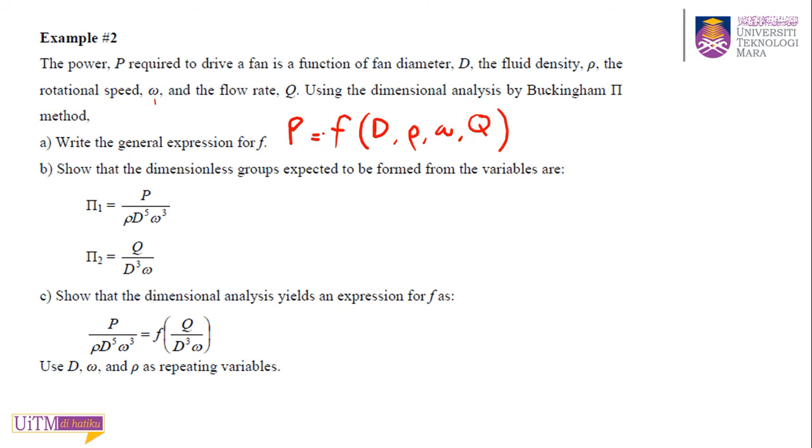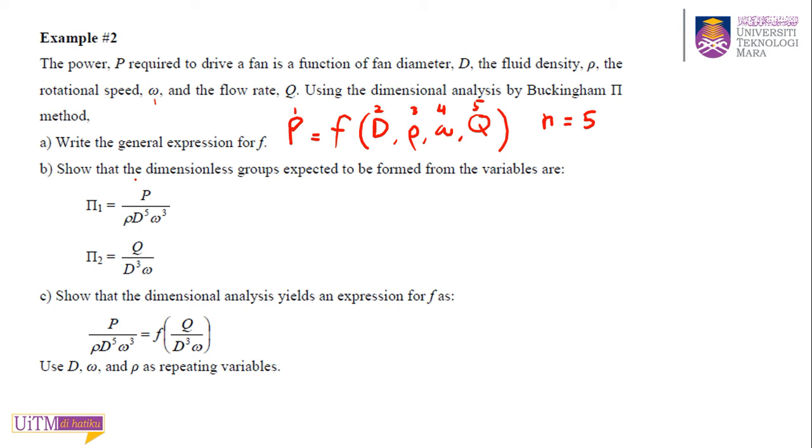So the power required to drive a fan is a function of diameter, fluid density, the rotational speed omega, and also the flow rate. Now let me ask again, what's the value for n? Number of parameters. 5. So you have 1, 2, 3, 4, and 5. Okay, well done.